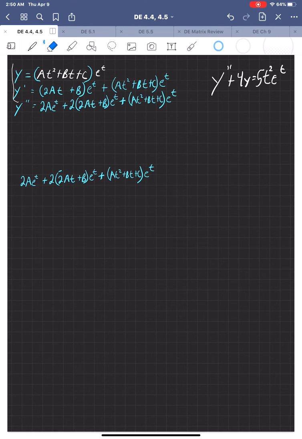So that's going to be my y double prime. And then it's got to be plus 4 multiplied by, and hold on, multiplied by y.